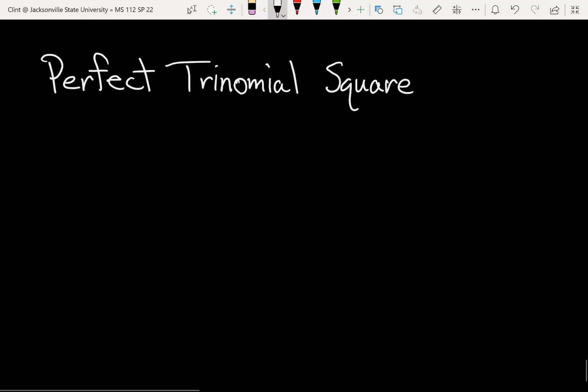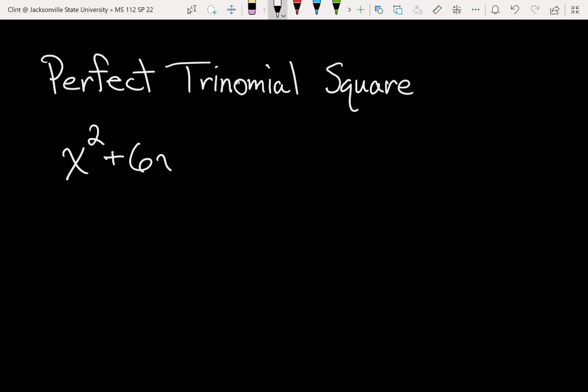It's a perfect square, but it's a trinomial. So that would look something like this. So why is that a perfect trinomial square?